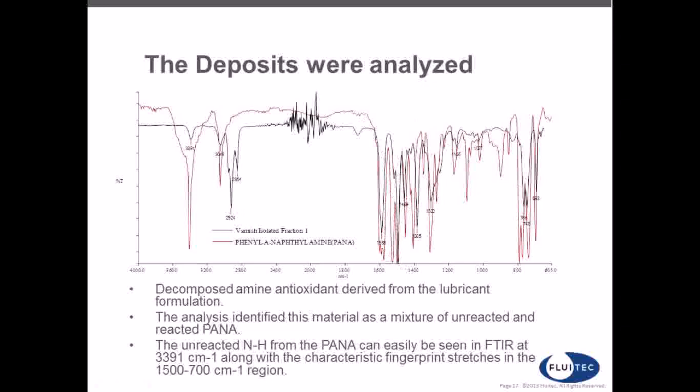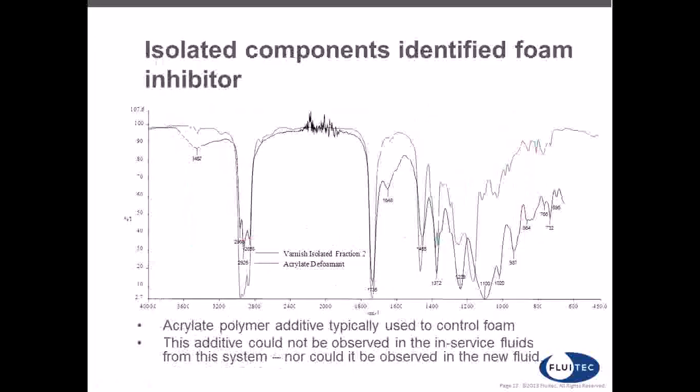This type of foam inhibitor was a polymethacrylate type foam inhibitor. It was actually not in the new product, and there was a fairly high concentration of this foam inhibitor in the deposit. Since it could not be observed in the in-service oil or in the new oil, somehow this foam inhibitor had entered into the system.